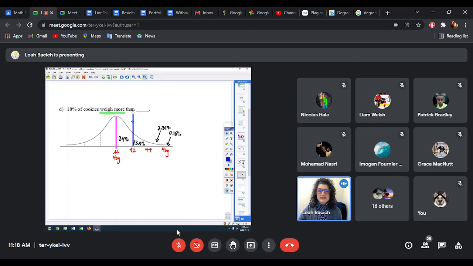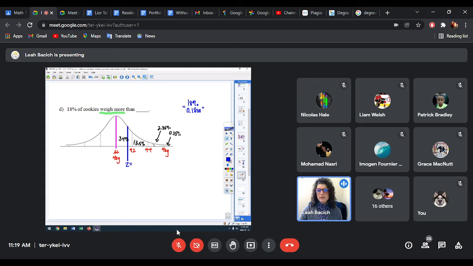So this is 16% to here. So 18% is just going to push me right into this bin, because these guys, as we know from the previous one, is 16%. So I need to get the Z-score for here. So 18% is 0.1800 in the table.